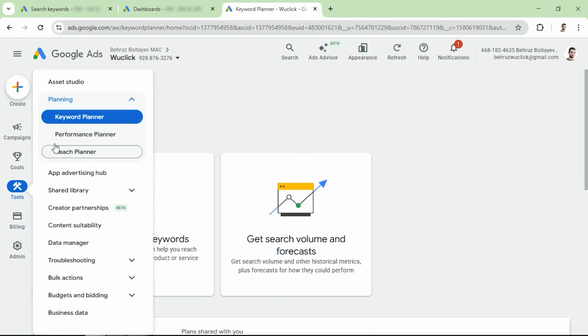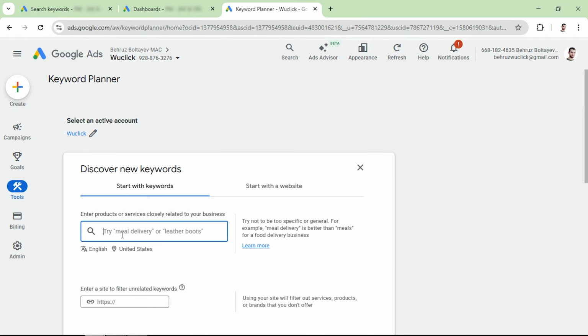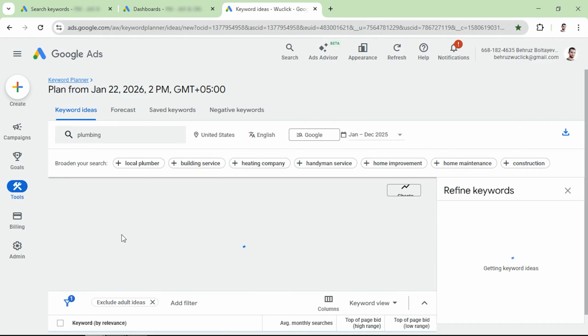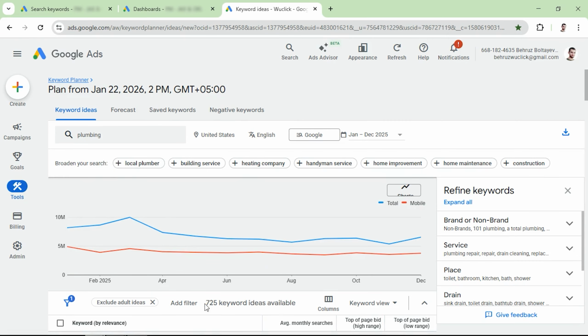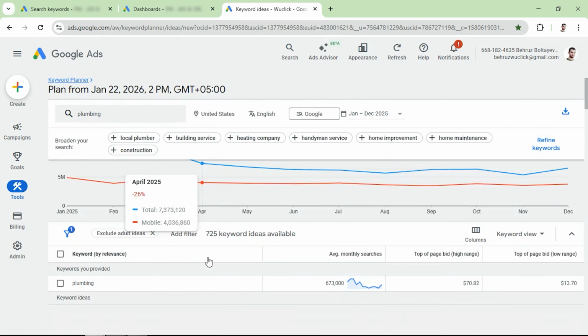We're going to go to Tools and then Planning. We're going to go to Keyword Planner and click on Discover New Keywords. And here we're going to put our target keyword. As an example, I'm going to put a broad term, plumbing, but my goal is to get higher quality keywords by using just one keyword. As you can see, we have 725 keyword ideas available, and we need to find higher quality keywords from here.